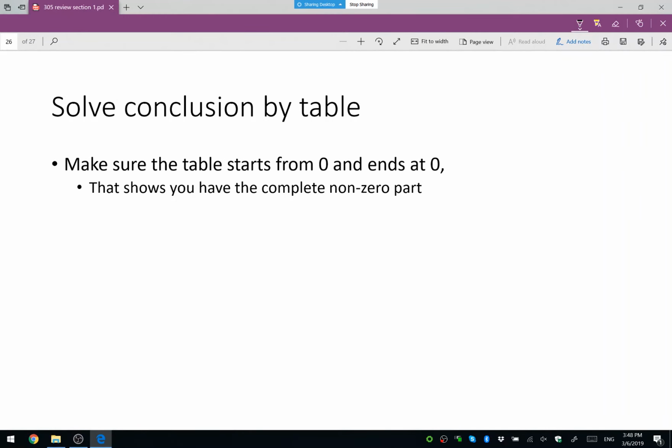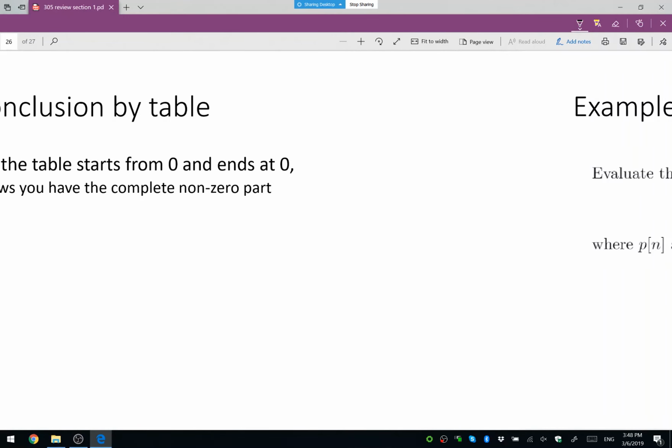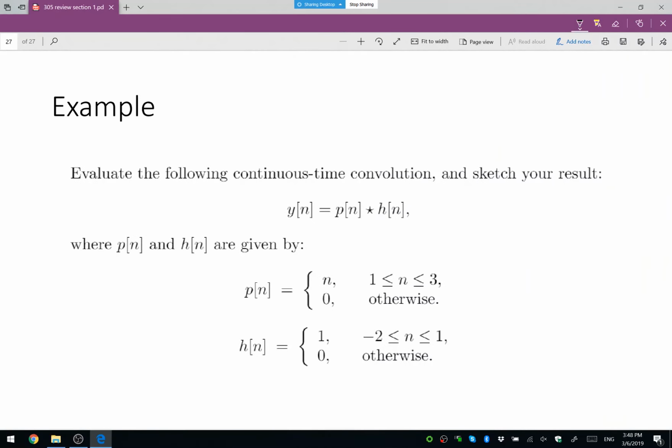Okay, the last thing I want to do is try to do one convolution by table. I think this is what Professor showed in the lectures. It is something similar to the by graph, but the only difference is you don't divide ranges. What you want to do is just find the common range, the range of the whole answer. I will show you that in the table.